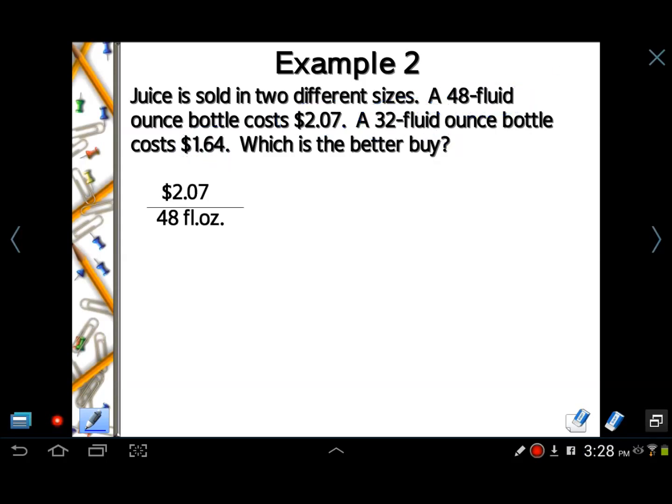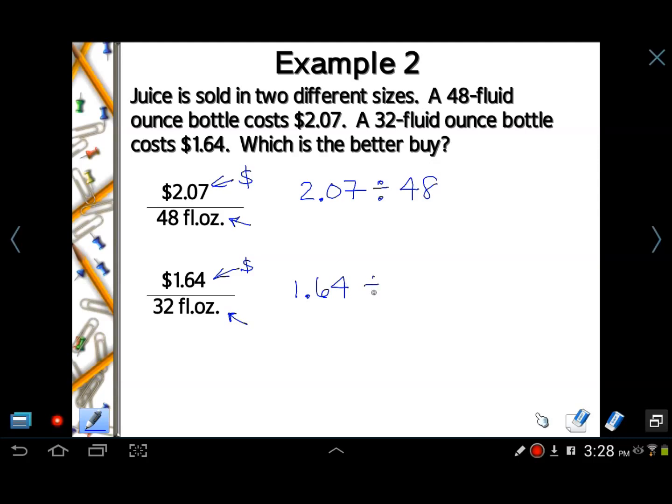So the first thing we're going to do is set up our ratios. You'll notice in our ratios, we have the dollar amount on top, and whatever the quantity is on the bottom. When you set this up, just do top number divided by bottom number: 2.07 divided by 48 ounces. And right here, you're going to do $1.64 divided by 32.